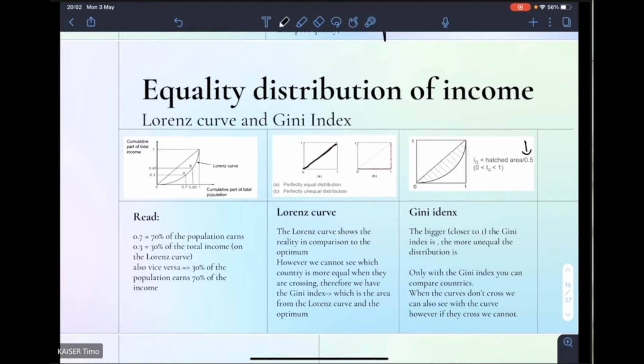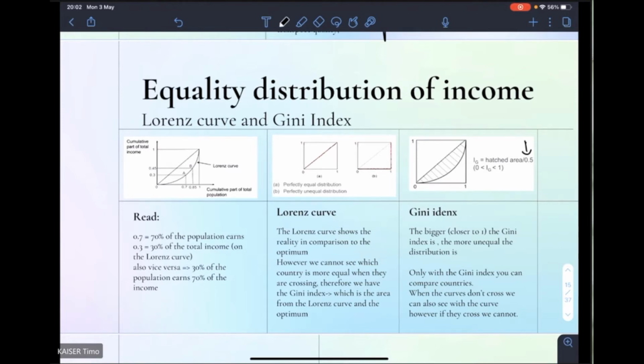And then this value would take a value from 0 to 1. And the closer it is to 1, the more unequal the distribution is, because of course then the bigger the area is, and the smaller it is, so the closer it is to 0, the more equal the distribution is. So yeah, that was the Lorenz curve and the Gini index. I hope it's quite clear.